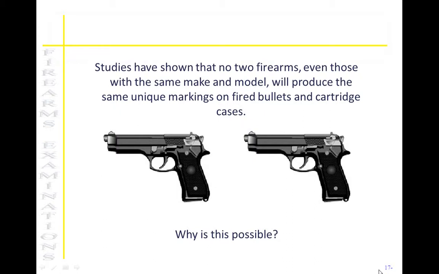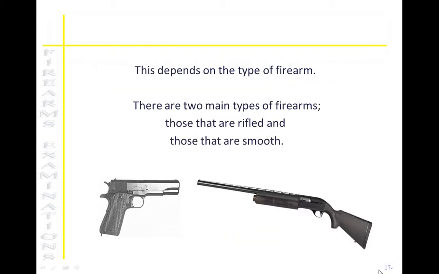Studies have shown that no two firearms, even those with the same make and model, will produce the same unique markings on fired bullets and cartridge cases. So exactly why is this possible? And this depends on the type of firearm itself. There are two main types of firearms, those that are rifled and those that are smooth.